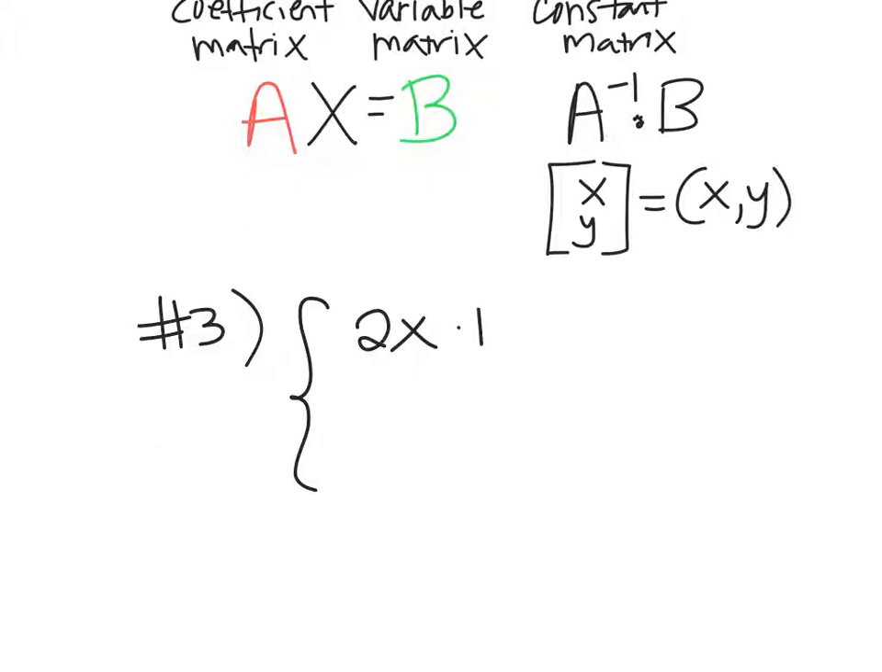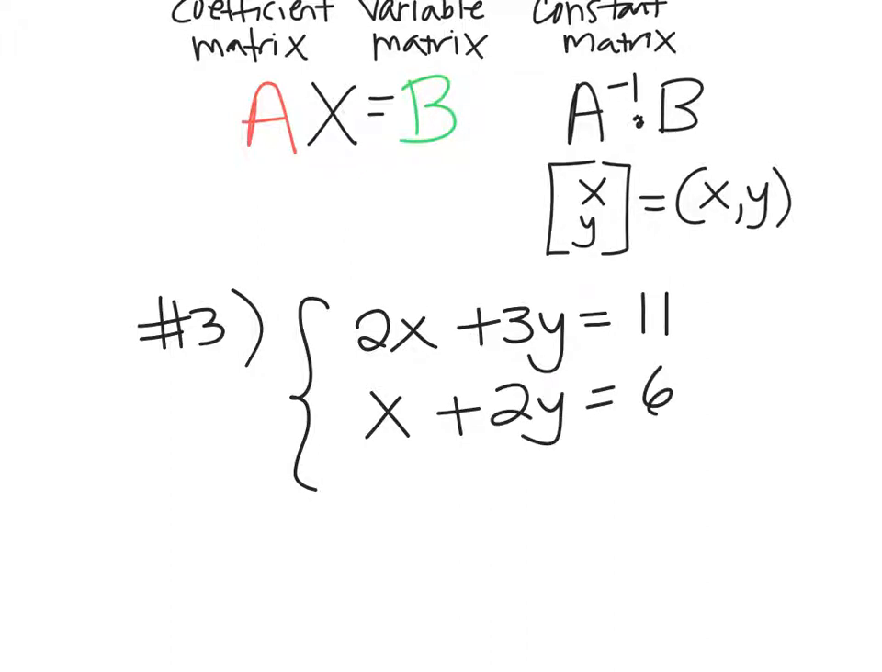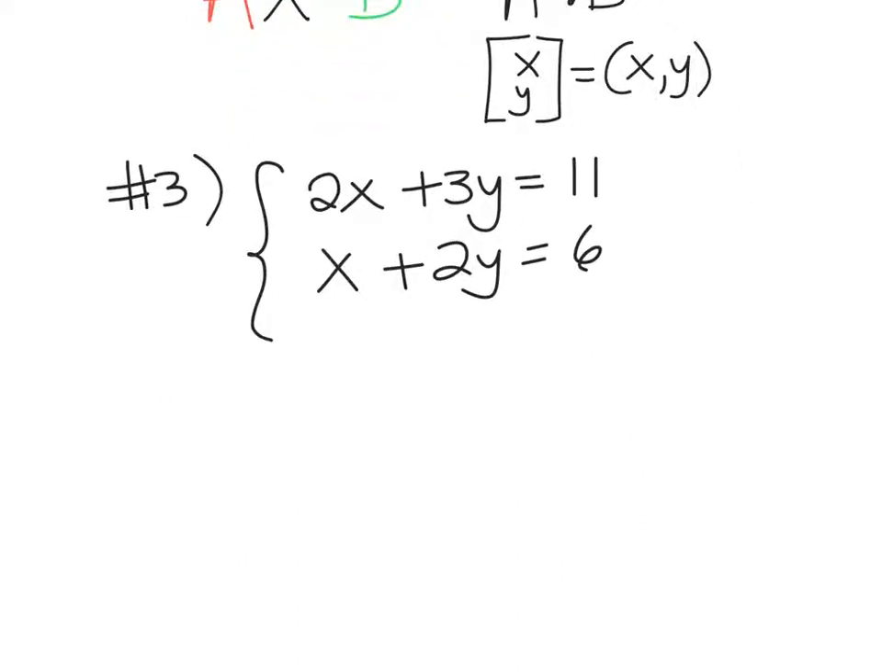2x plus 3y equals 11. And x plus 2y equals 6. All right, there's a system of equations.